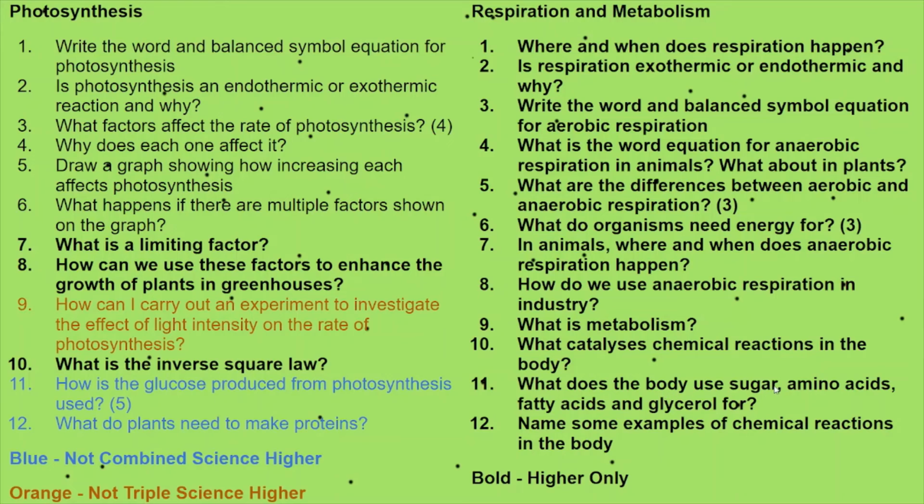What does the body use sugar, amino acids, fatty acids and glycerol for? Again, I literally just talked about that. Sugar: we break down complex carbohydrates into sugar, which is a simple carbohydrate. Proteins get broken down into amino acids, and lipids, fats and oils, get broken down into 3 fatty acids and 1 glycerol. And then we can use this sugar to make new carbohydrates for our body to use. We can use the amino acids to make new proteins for our bodies to use.